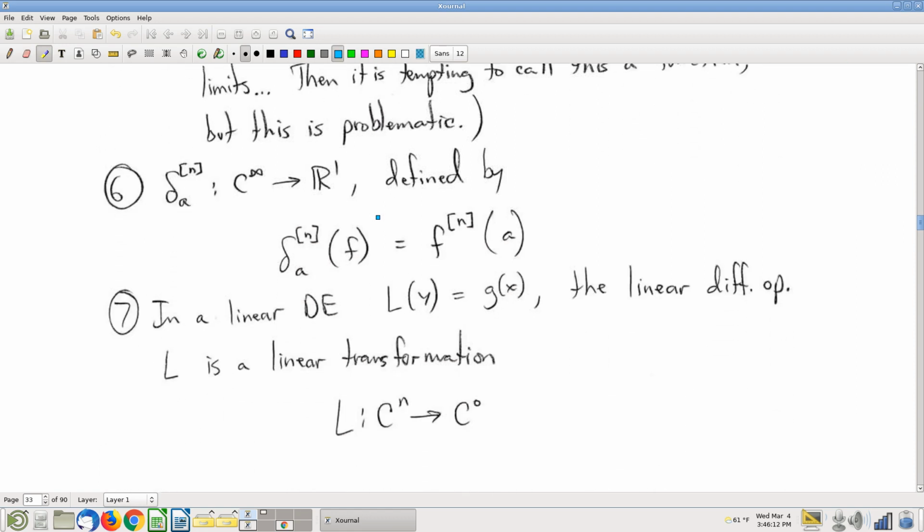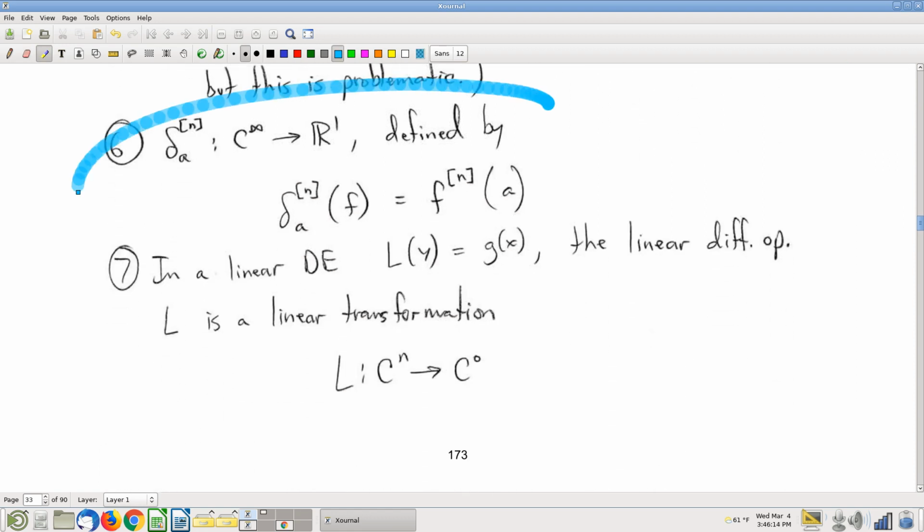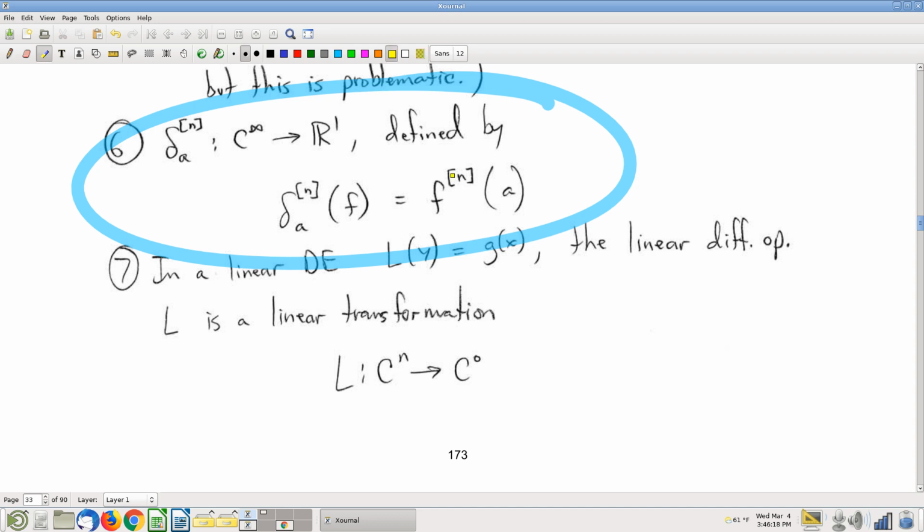And here's a variation of that. This is a linear transformation as well. So notice that this involves taking several derivatives first, after which you then plug in a different value, not 0. And it turns out none of that matters. This is a linear transformation also.